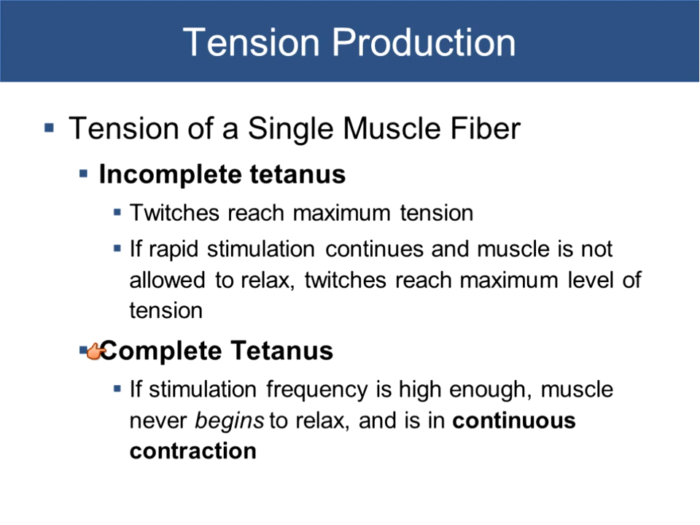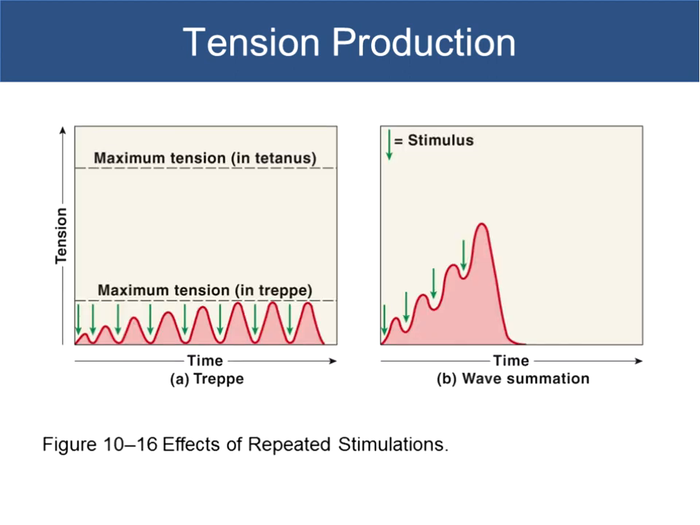In complete tetanus, this takes place if the stimulation frequency is so high that the muscle never begins to relax, and in fact it is continuously contracted. And the muscle can't hold on to that continuous contraction for too long before it eventually just gives out and it will be forced to rest.